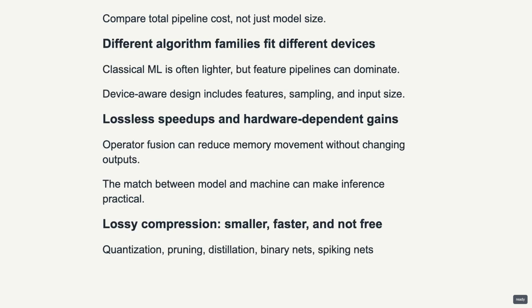Quantization lowers numerical precision. Pruning removes less important structure, and distillation trains a smaller student to imitate a larger teacher. Binary neural networks push precision even lower, while spiking networks use a different computation style that can be efficient on the right hardware.